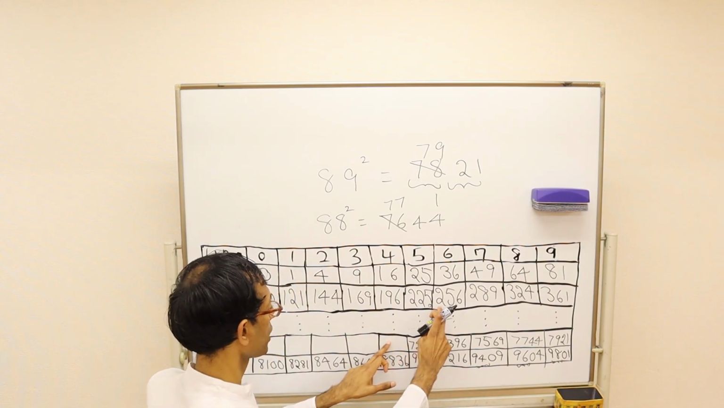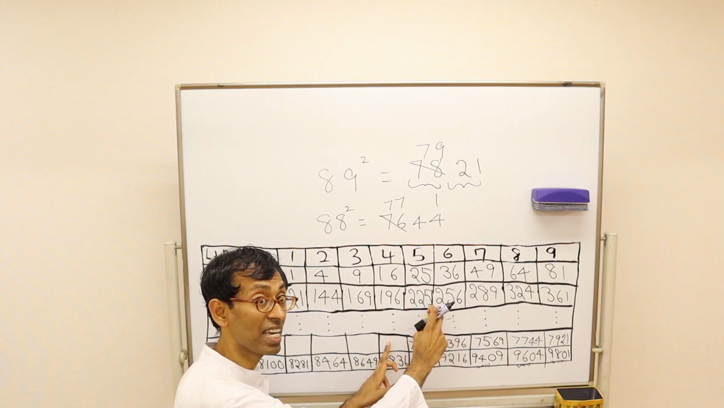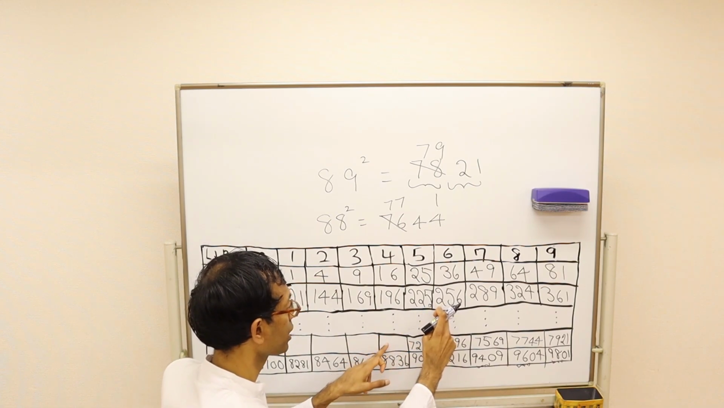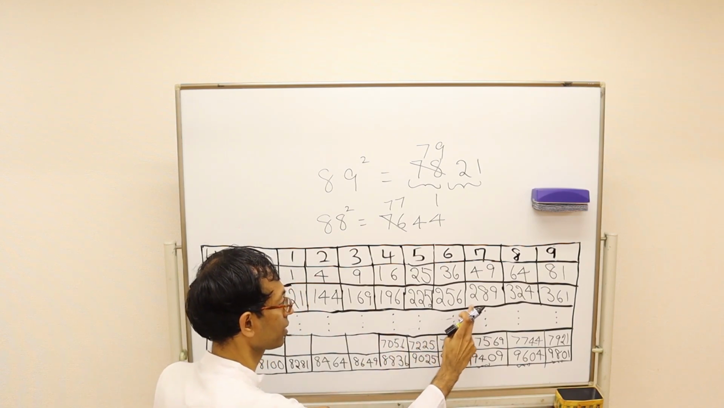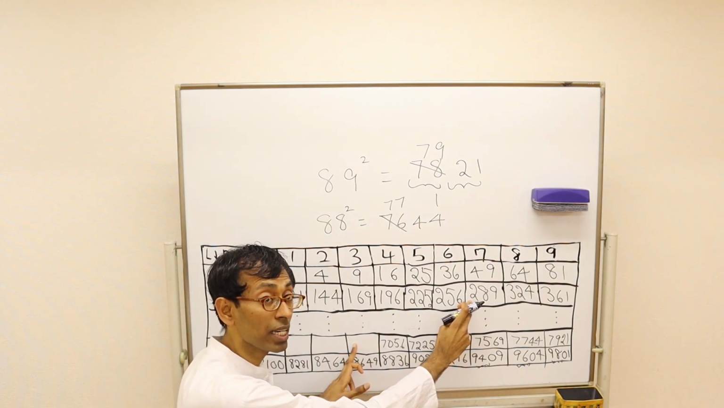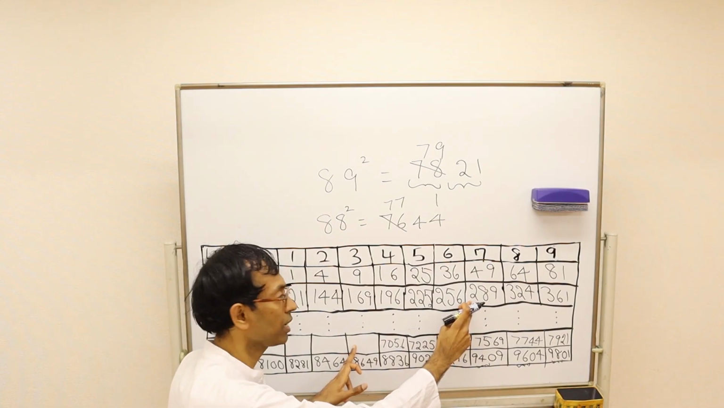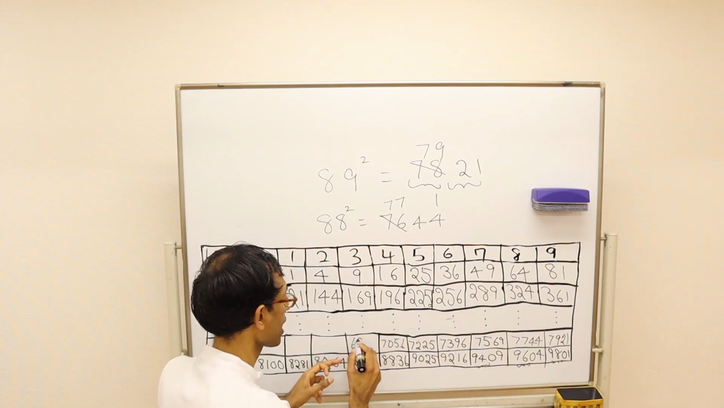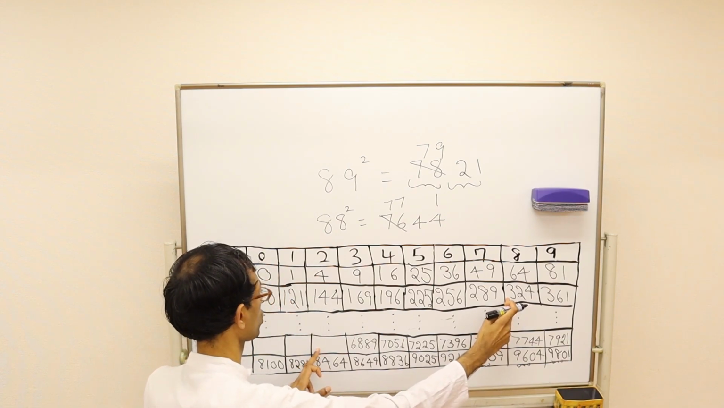Here you have 84. 84 minus 16 is 68. And then this is a carry 2. So 7056. And then here 83 squared. So the proximity is 17. So 83 minus 17 is 66. Here 2 is the carry. So 6889. And then here 82.